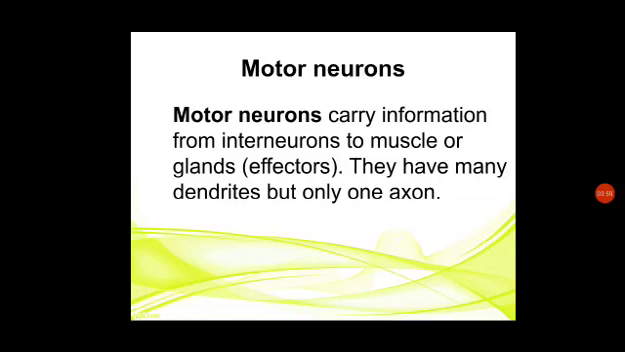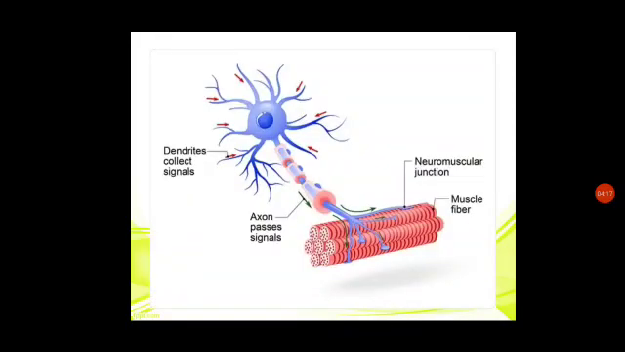The muscles or glands are actually those organs which have to perform the function, which are the effectors of the body. So motor neurons carry the information from interneurons to these organs. Here you can see, this is a diagram of the motor neuron.